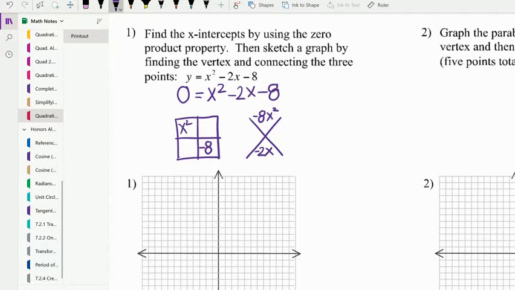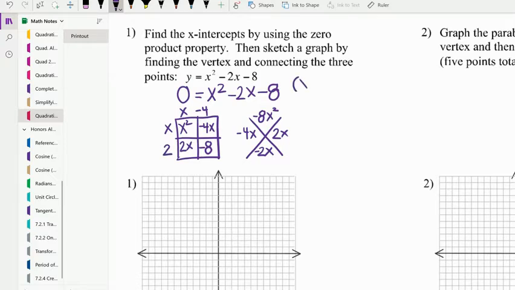So I need two numbers that multiply to negative 8x squared and add to negative 2x, which would be negative 4x and positive 2x. So from there, we're going to go ahead and place those in the box and then come up with the edges. So we get x, negative 4, and 2.